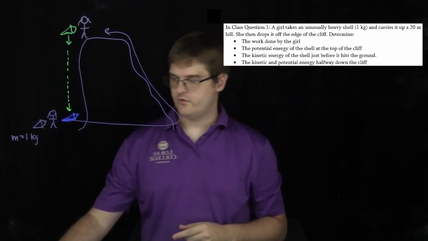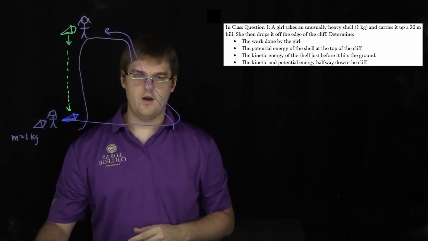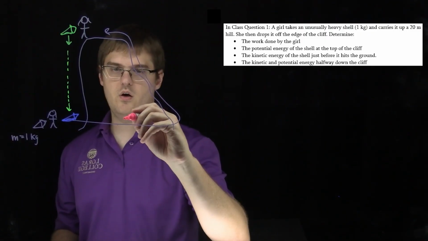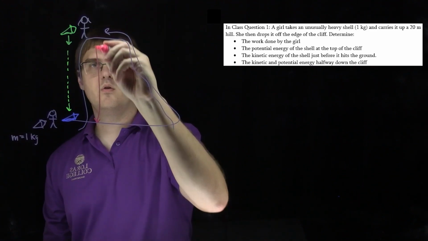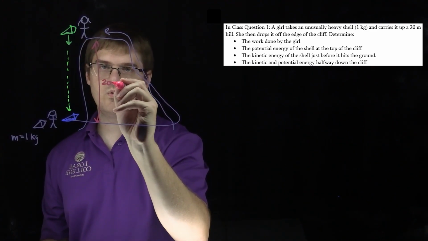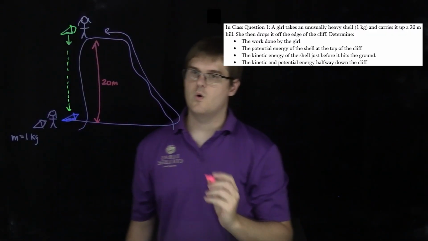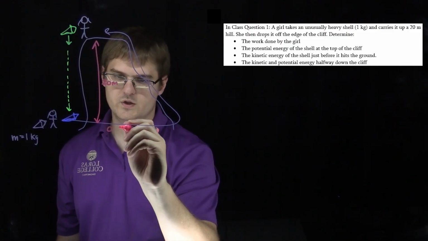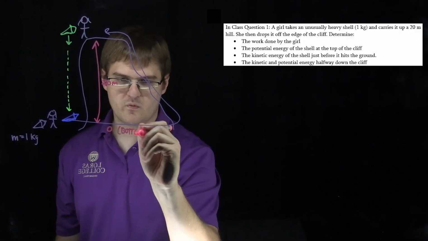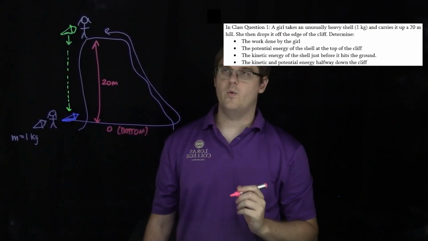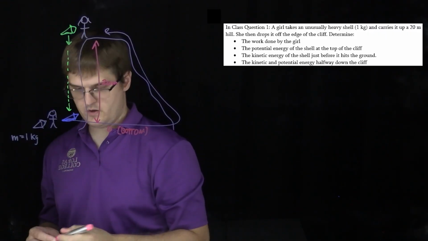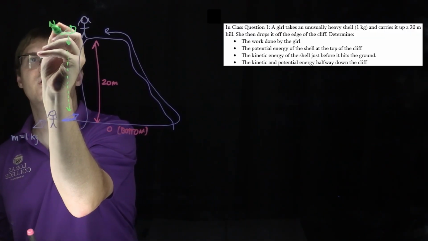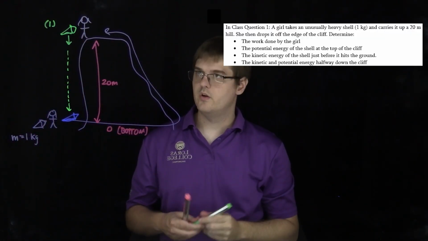And we are asked for a few different conditions. We are first asked, this girl is going to take this all the way up this 20-meter tall hill. So she is going from a condition of 0, which is the bottom, all the way up to the top of the hill where she's dropping it from. And we will call this condition 1, which is that top right before it's dropped.